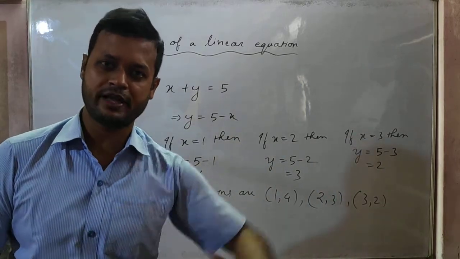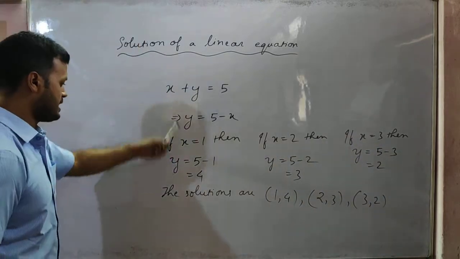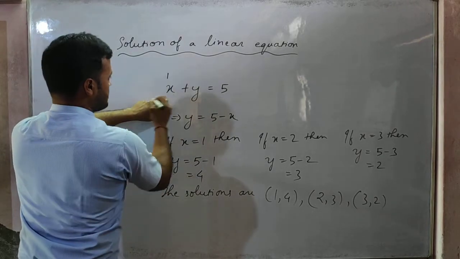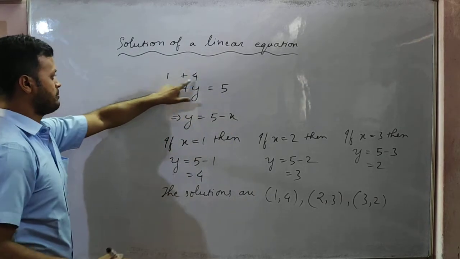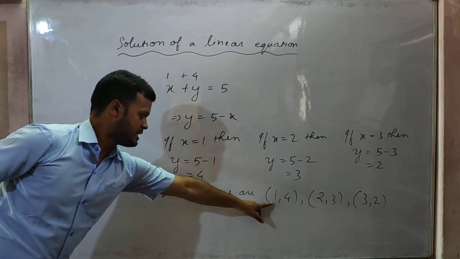You can consider infinite values of x, and then you will keep getting infinite values of y. You can just check it here. 1, 4. You see, 1, 4. In place of x you put 1, and in place of y you put 4. 1 plus 4 became 5. Students, see, this solution is 1, 4.